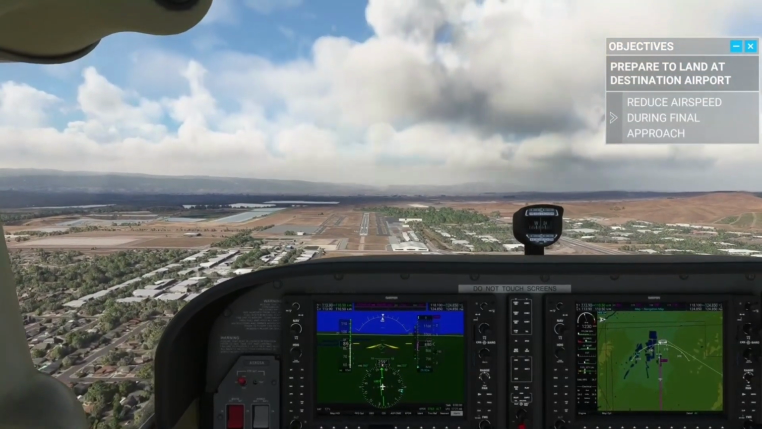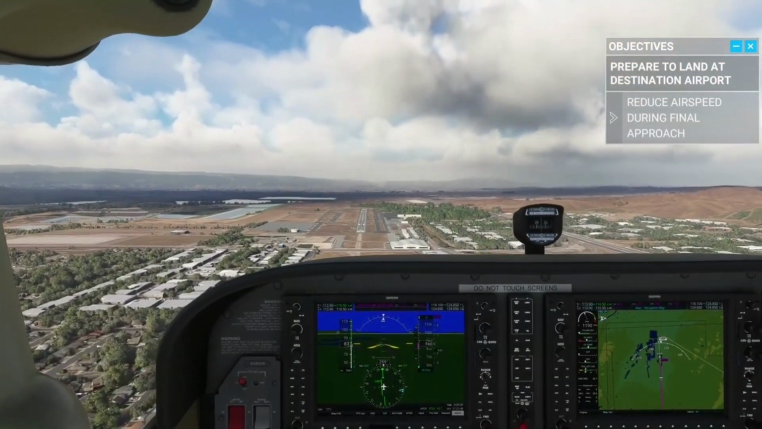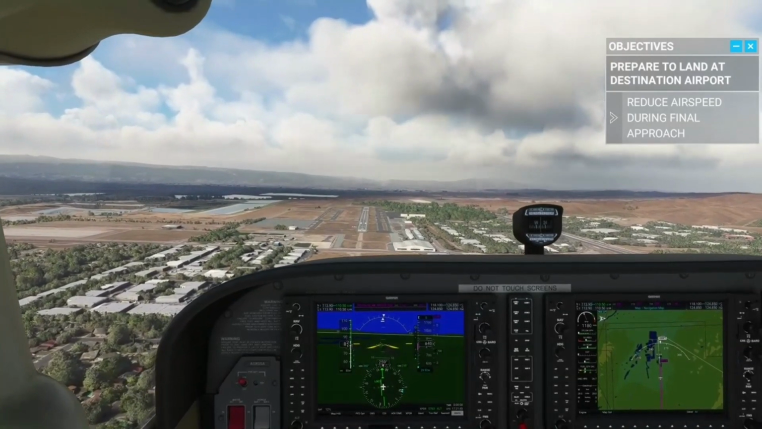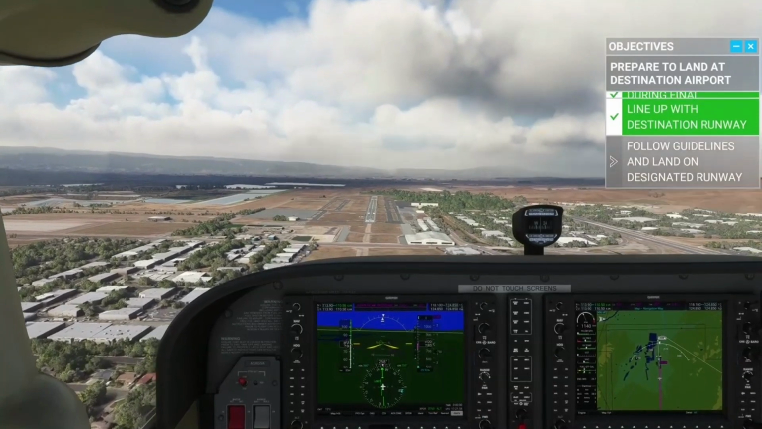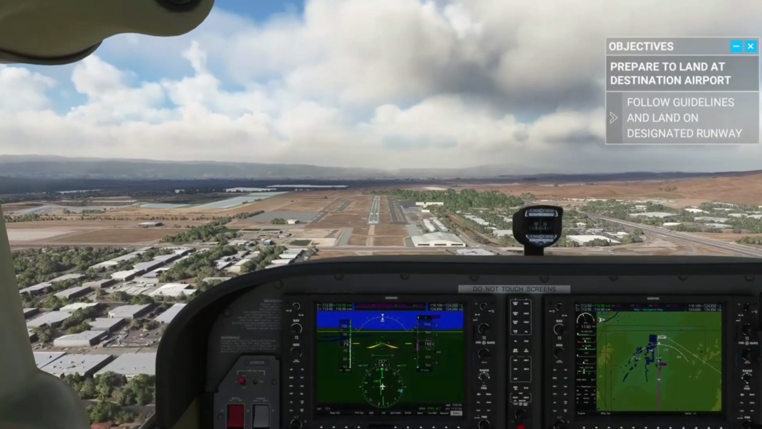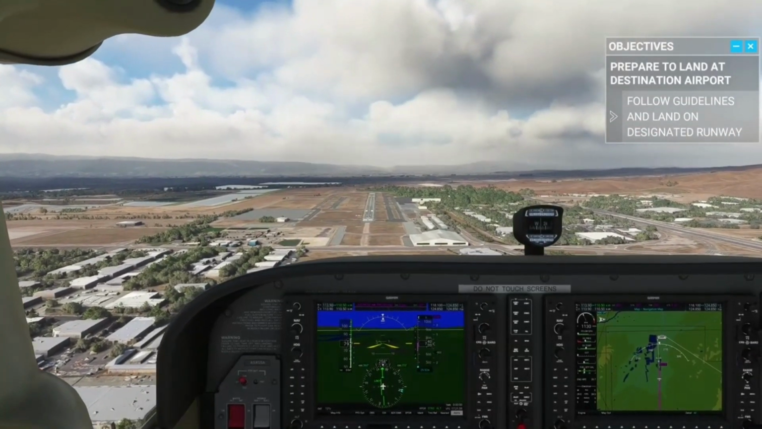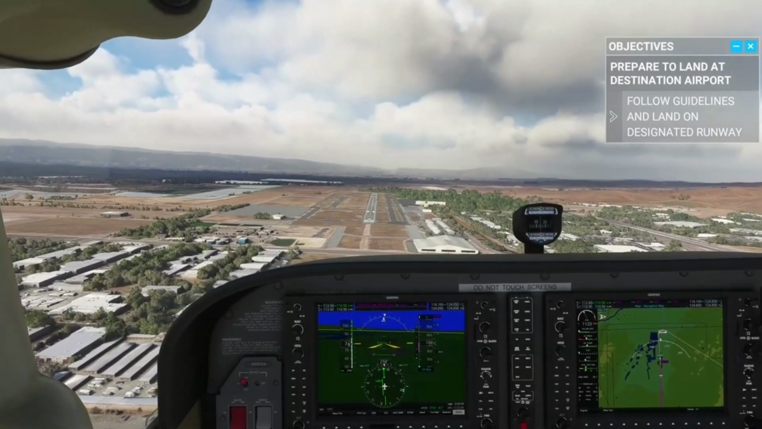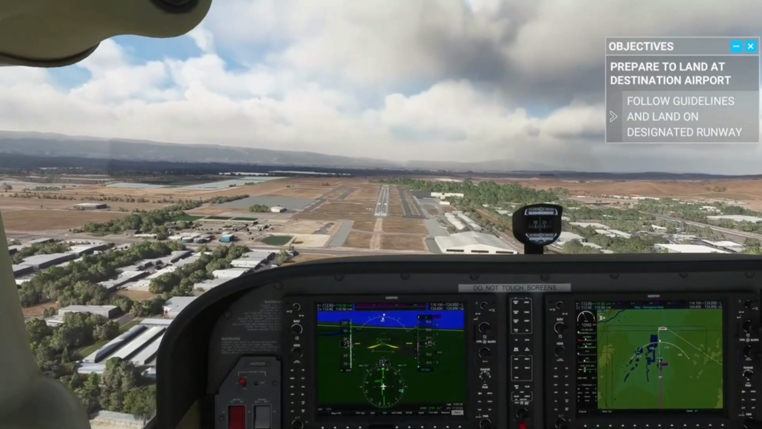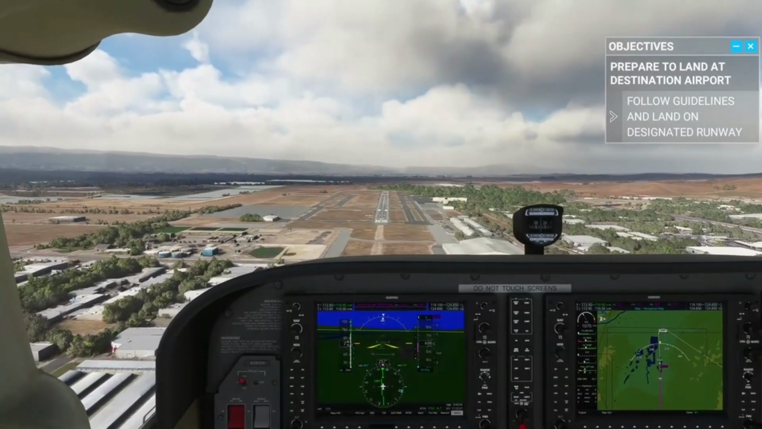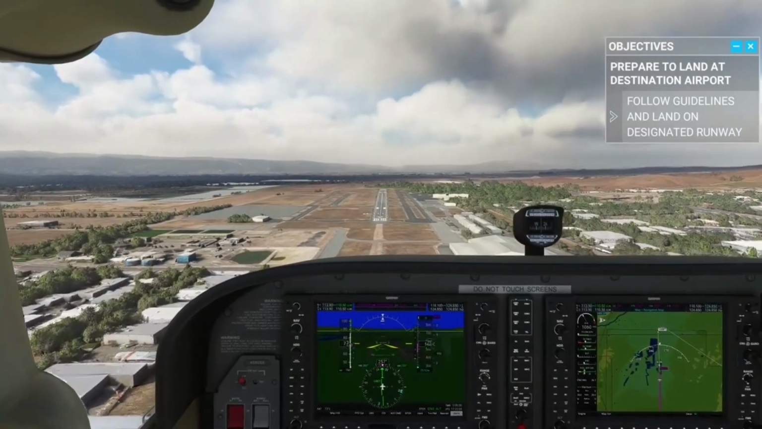As we begin our final descent, notice how the localizer needle is deflected to the left as we are currently a little to the right of the runway. We have extended our flaps 10 degrees and will extend them to 30 degrees once the approach speed is below 70 knots. Be sure to review your airplane's operating handbook for recommended approach speeds, flap settings, and pre-landing checklists.